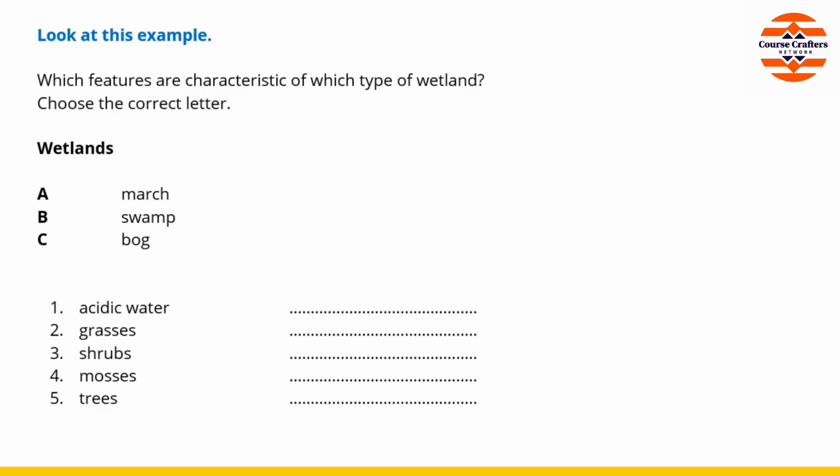So now we are going to review our example from the IELTS test, and the task is asking you to do the following. Which features are characteristics of which type of wetland? You need to choose the correct letter. As you see, we have wetlands and we have A, B, C, three different names. Don't worry if you have no idea of the meaning of the words. It doesn't really matter sometimes. And you have the following: 1, 2, 3, 4, 5, acidic water, grasses, shrubs, mosses, and trees.